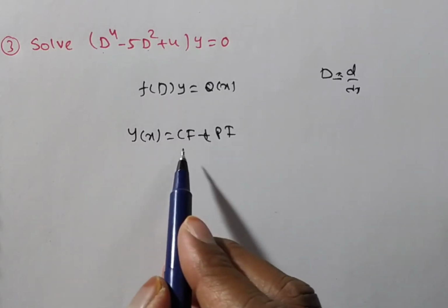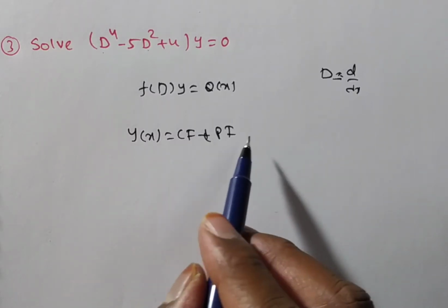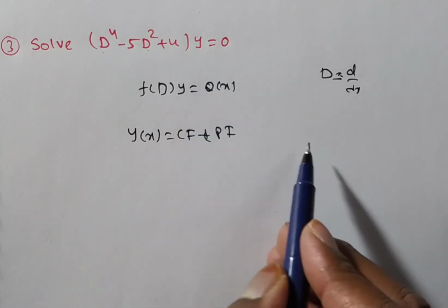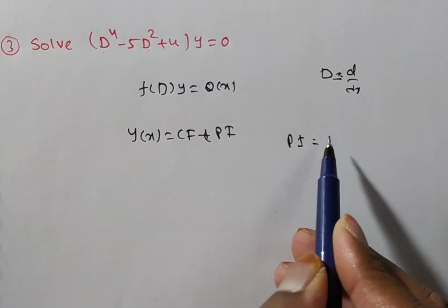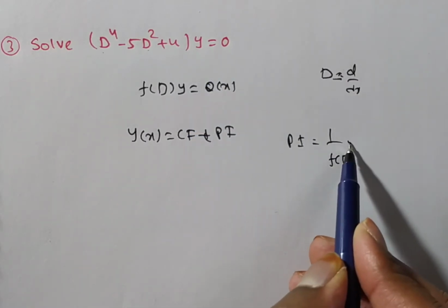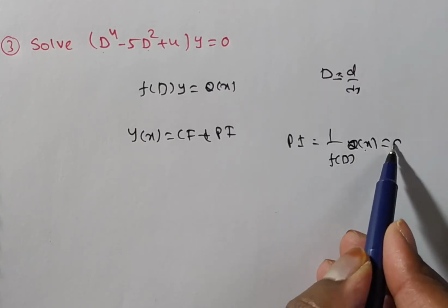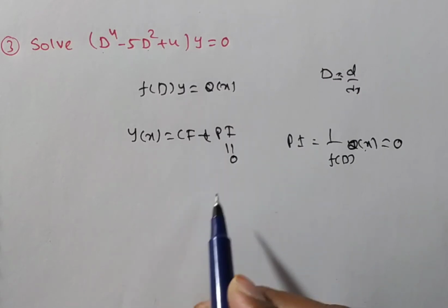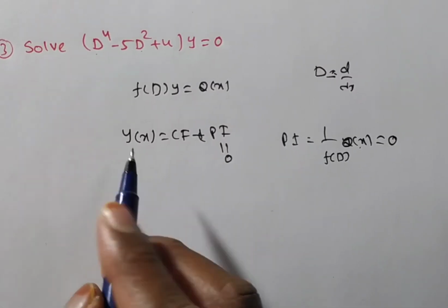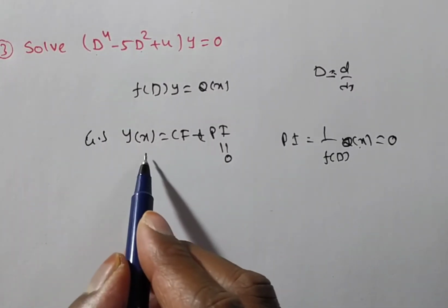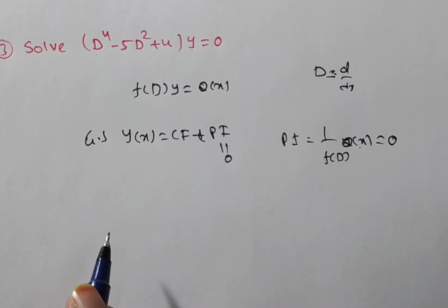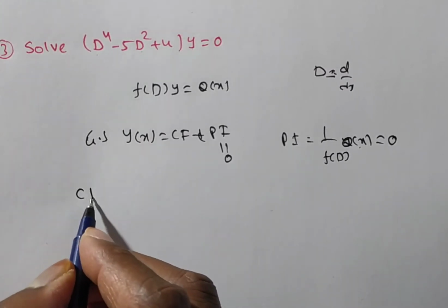Friends, you see complementary function we can find out, but for the particular integral, in this case Q of x is 0. So whenever Q of x is 0, the particular integral will be 0. So in this case particular integral will be 0, and then the general solution is only y of x is equal to complementary function. So now we have to find out the complementary function.